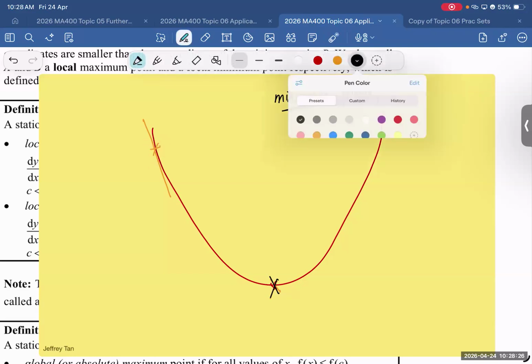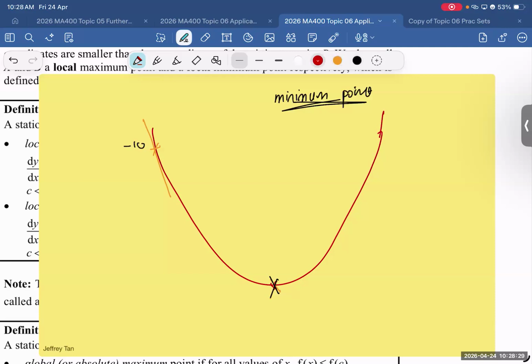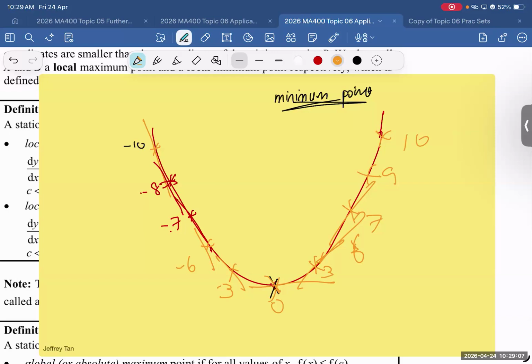Good. Negative 10. Very good. What about this point? Negative 8. Over here? Negative 7. Over here? Negative 6. Negative 3. Over here? 0. Over here? 3. Over here? 6. Over here? 7. Here? 9. Over here? 10. Look at the gradient as I go from left to right.